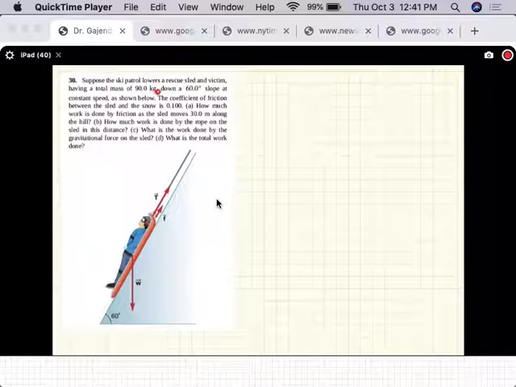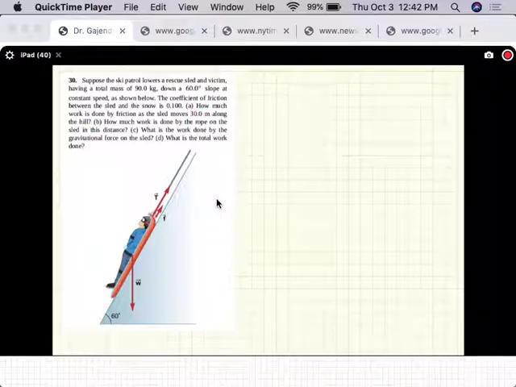So suppose the ski patrol lowers a rescue sled and victim having a total mass of 90 kg down a 60-degree slope at constant speed as shown below. The coefficient of friction between the sled and the snow is 0.1, and that's the kinetic coefficient of friction. How much work is done by friction as the sled moves 30 meters along the hill?